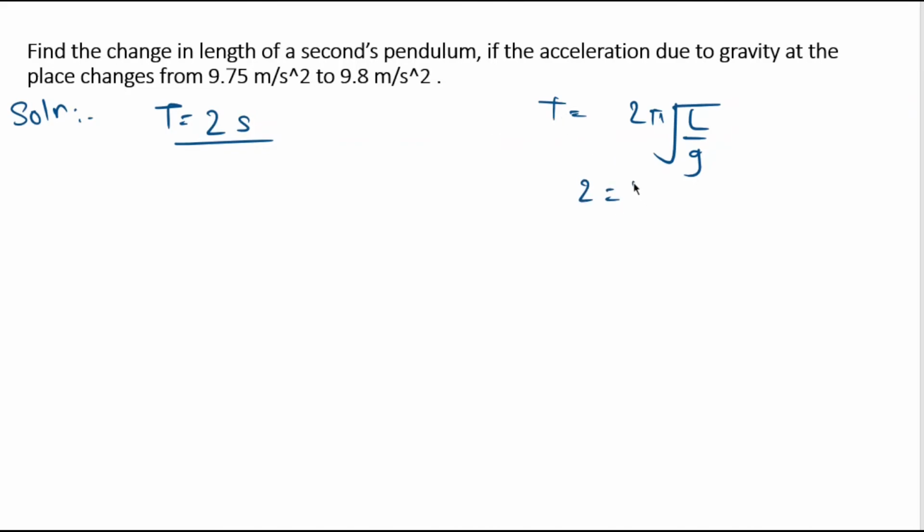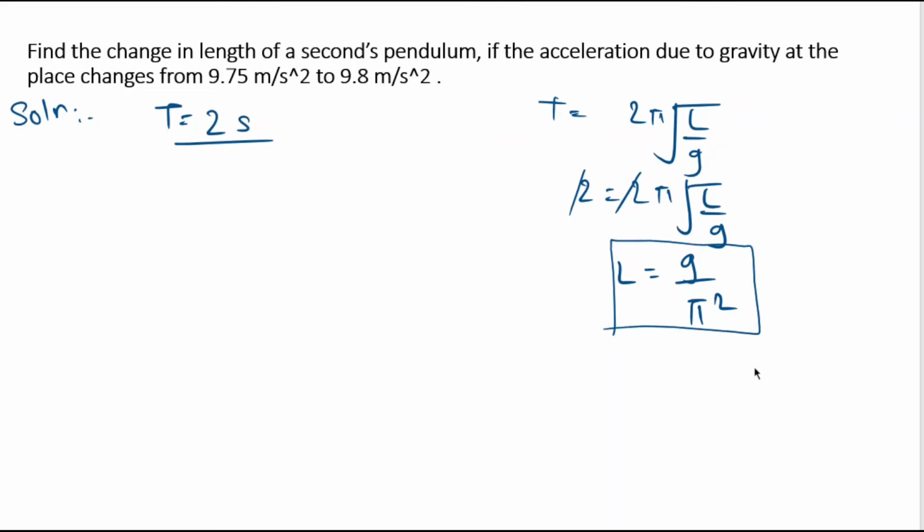So 2 equal to 2 pi root under L by g, which implies 2 gets cancelled and L comes out to be g by pi square. So this is the expression for the length of a second's pendulum. Now we need to calculate the change in length if the acceleration due to gravity changes. Now we can see from this expression that length is directly proportional to the acceleration due to gravity, which implies that if we increase the acceleration due to gravity, the length increases.